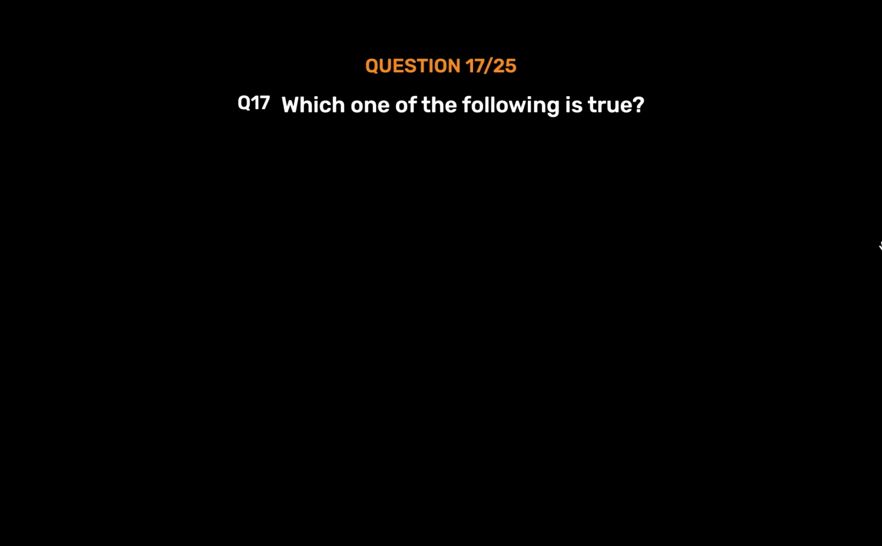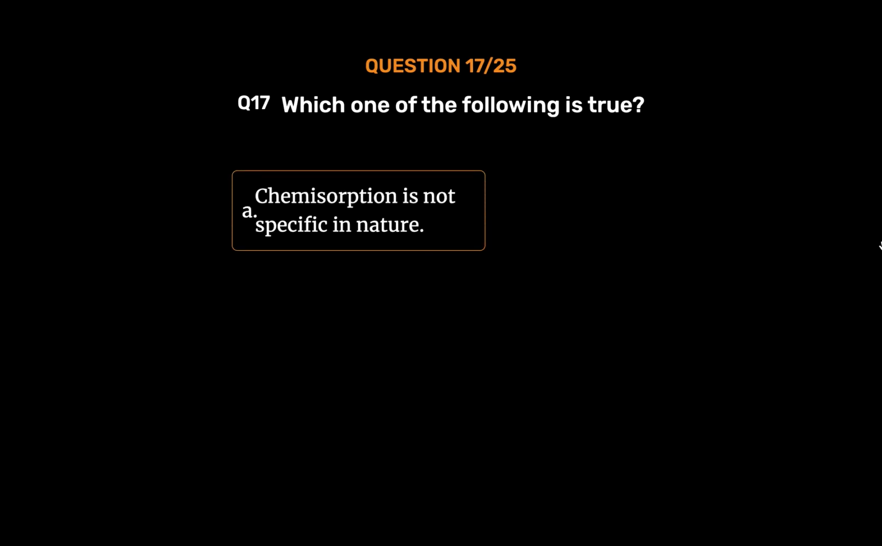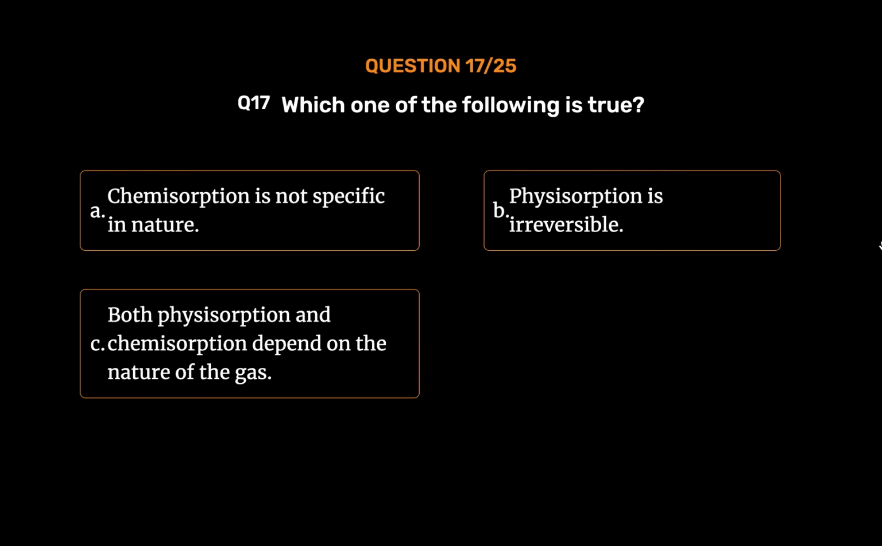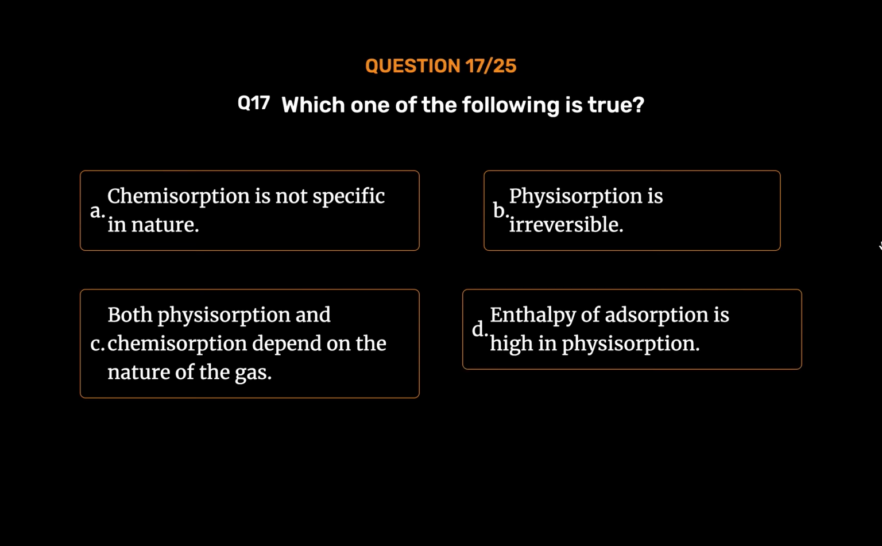Which one of the following is true? Option A. Chemisorption is not specific in nature. Option B. Physisorption is irreversible. Option C. Both physisorption and chemisorption depend on the nature of the gas. Option D. Enthalpy of adsorption is high in physisorption.